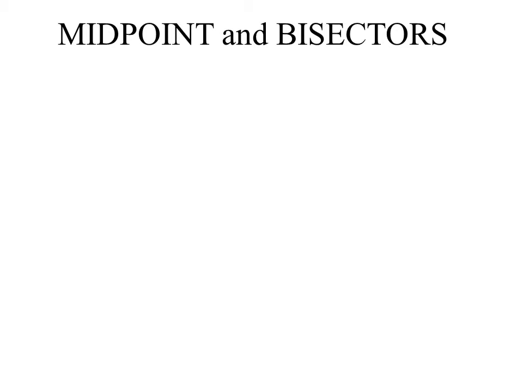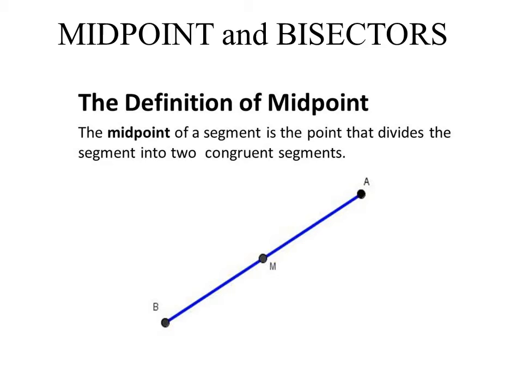All right, let's talk about a little more vocabulary. Midpoint and bisectors. Let's start with what a midpoint is. So the definition of midpoint is a point that divides the segment into two congruent segments. So now you have segment BA, and this point M is in the middle or the midpoint of the segment. You're going to show that those two pieces are equal to each other or congruent to each other by putting the tick marks on it.